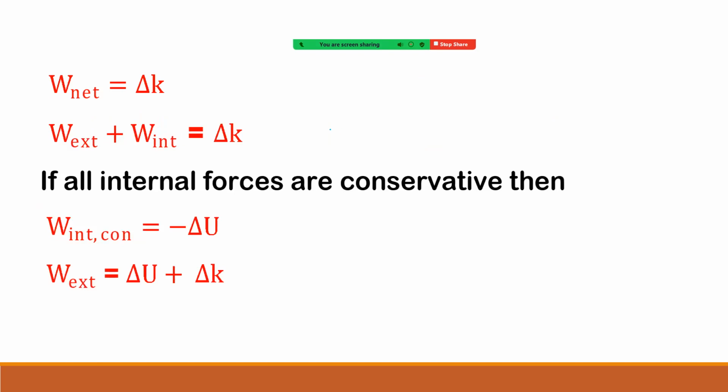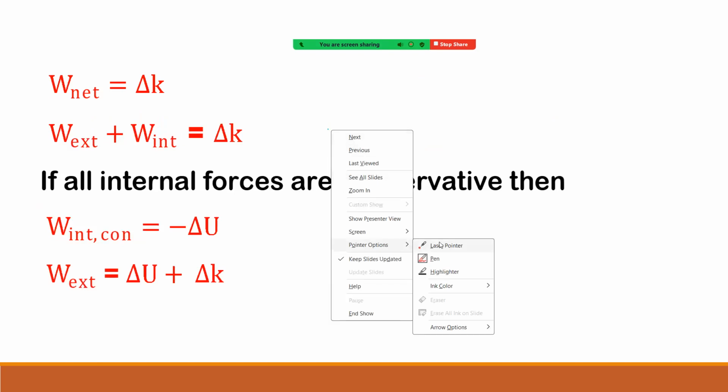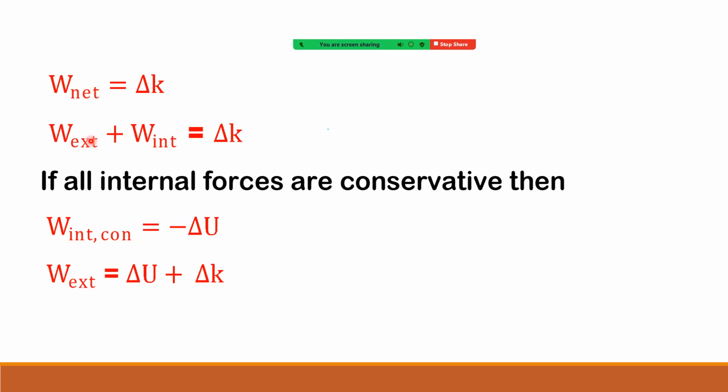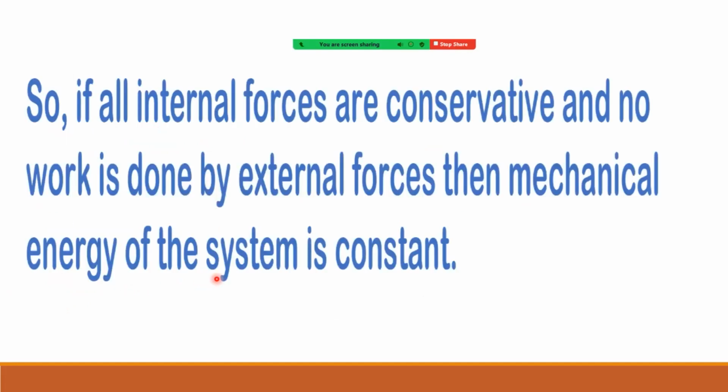Let us see now the notes for this. This is what we have taken: external forces, internal forces, delta K. All internal forces are conservative, then minus delta U. It becomes now delta U plus delta K. So if all internal forces are conservative and no work is done by external forces, then the mechanical energy of the system is a constant. This is known as the law of conservation of mechanical energy. In the next lecture we can discuss questions based on this conservation of mechanical energy.